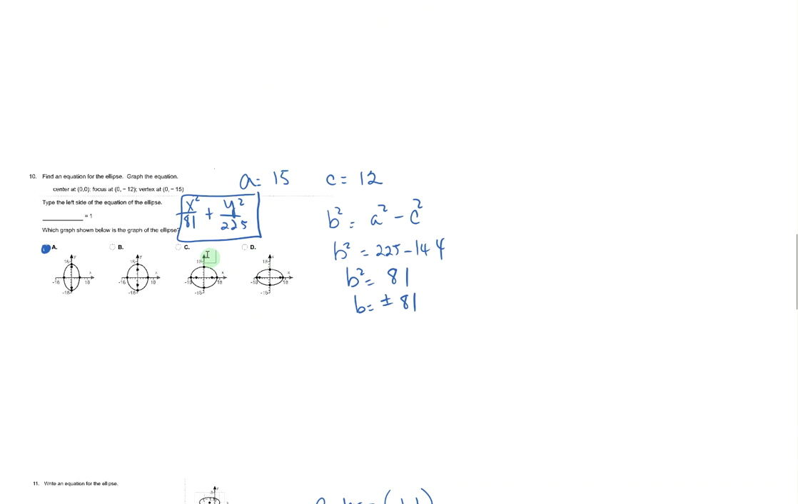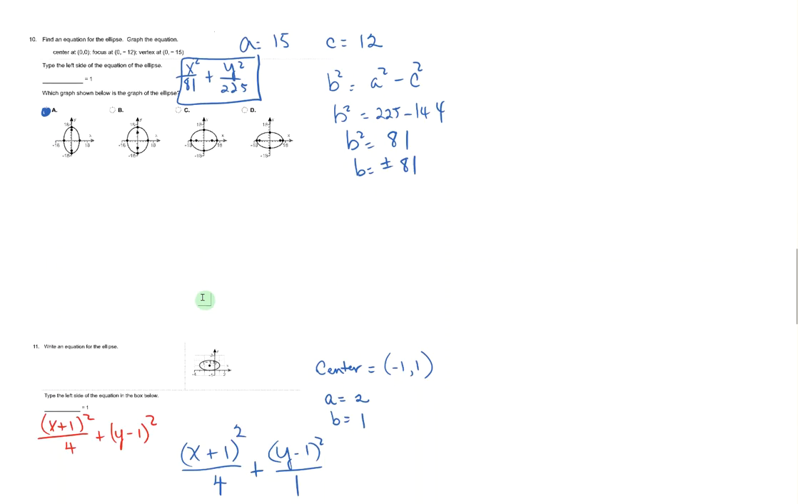Number 10, same thing, find the equation. The focus this time is (0, -12), vertex is (0, -15). So a is 15, but it's going to go under here. c is 12, figure out your b. b squared is 81. So we have x squared over 81 plus y squared over 225. And then we know that's going along the y-axis, and we should be up here at about 15. And then we should be 9 this way. So I think we should figure those out.